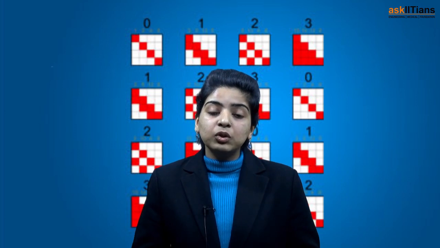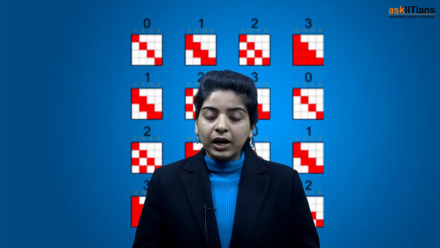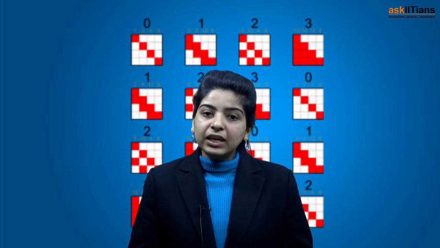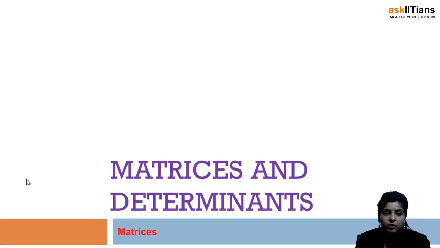I hope that you will be able to understand each and every topic, and that is why I split this topic into various segments. In the first part, we'll be taking up the definition and the order of a matrix, and then the various types of matrices. So let's begin. Under matrices and determinants, first of all, we'll begin with the topic of matrices.